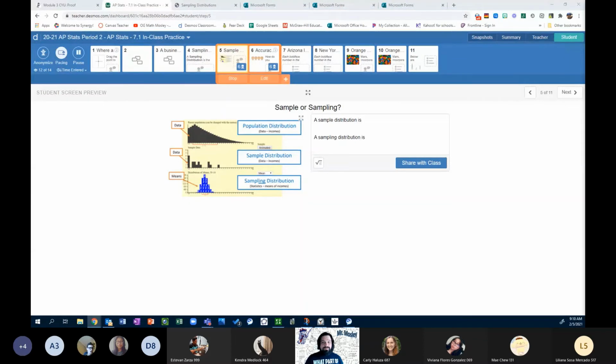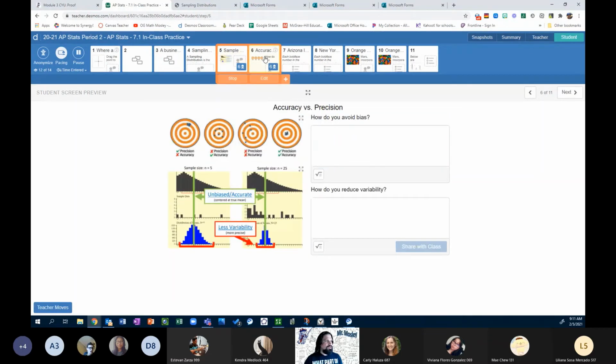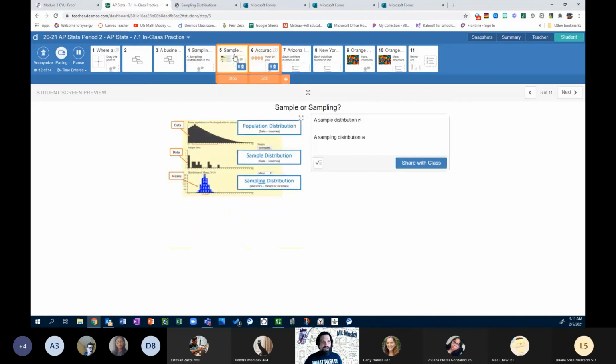Okay, so they're very similar, and the fact that their wording isn't very different can make it difficult. So you want to look for singular verbiage. Sample distribution is from a single sample of data. Sampling distribution is a collection of some statistic from all of my sample sets. All right. Is there anything I can clarify on sample or sampling distribution?